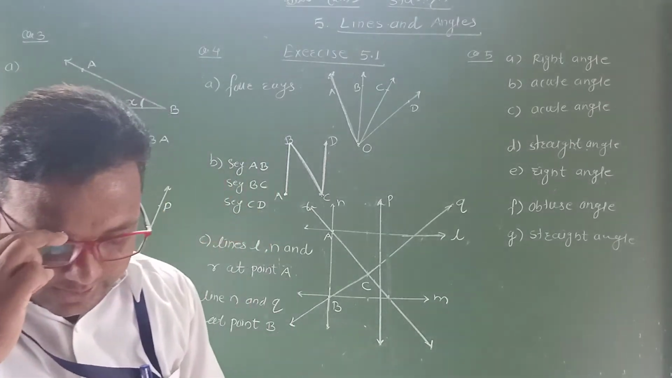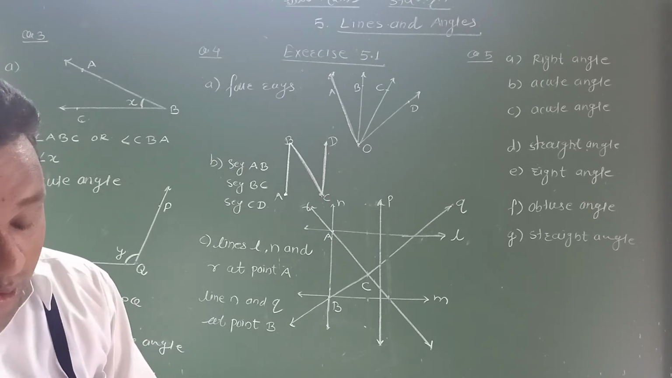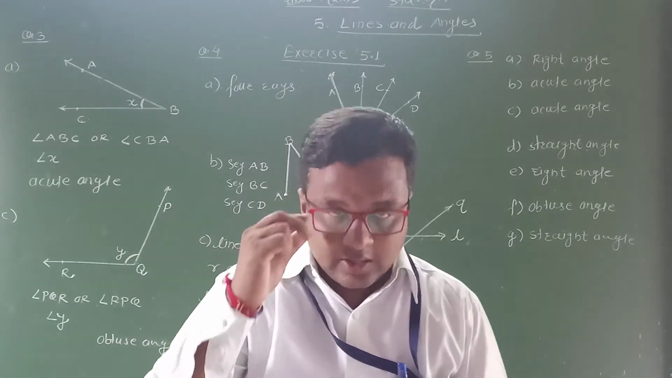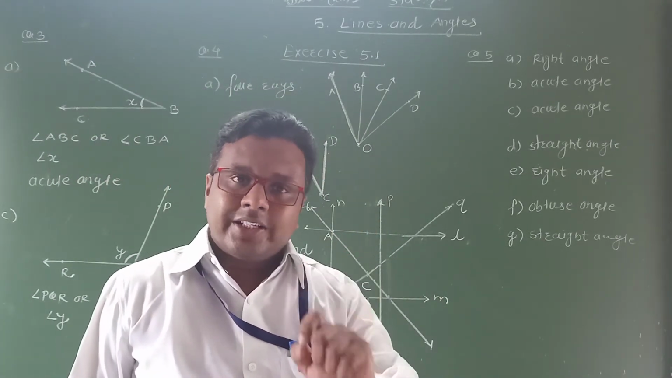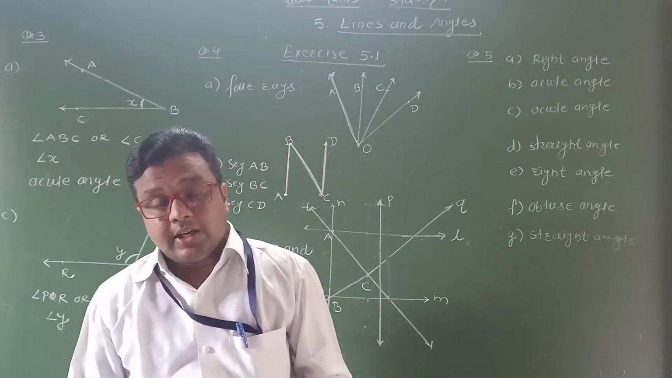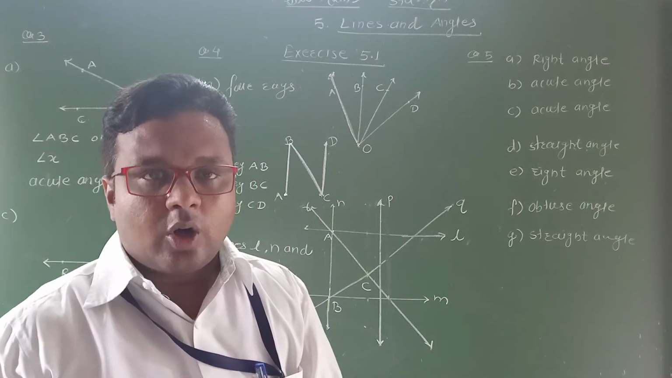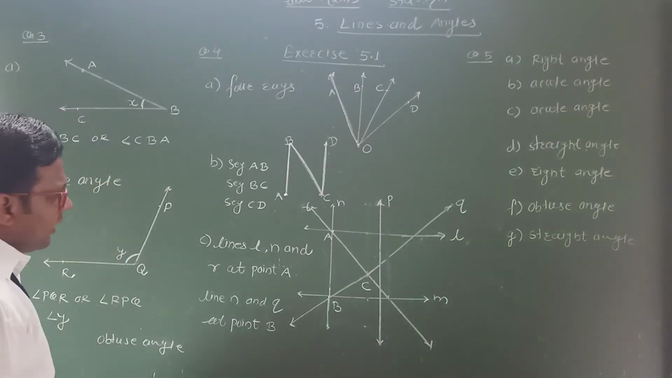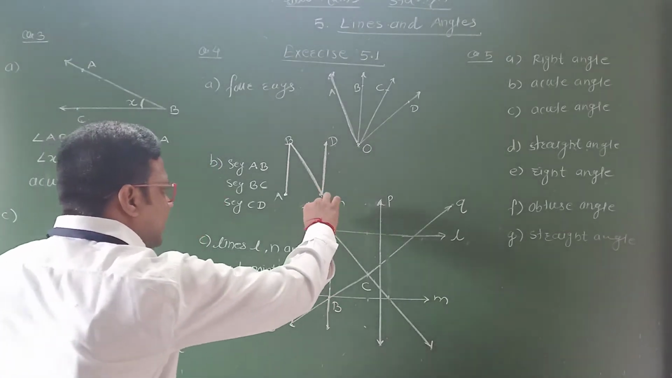Then the third example is given. Write the concurrent lines and concurrent point. Now what do you mean by concurrent lines? Two or more lines which intersect at or pass through a single point are called concurrent lines, and that point is called the point of concurrence or concurrent point. In this figure, see here, from point A, which lines are passing?